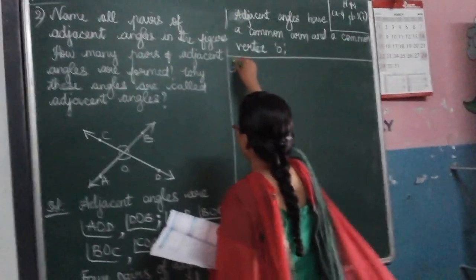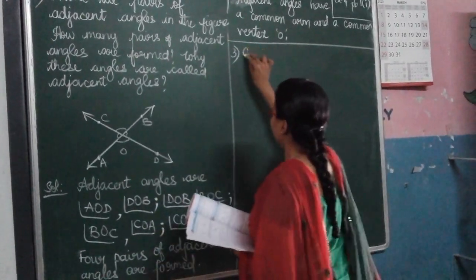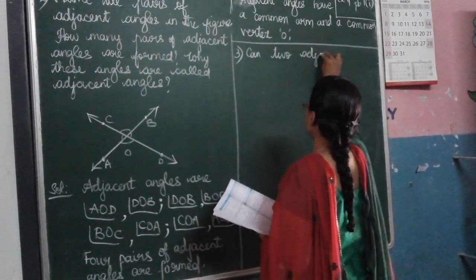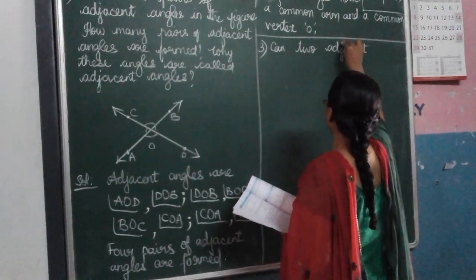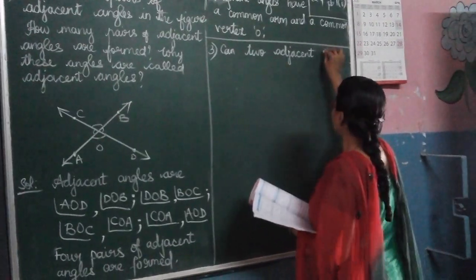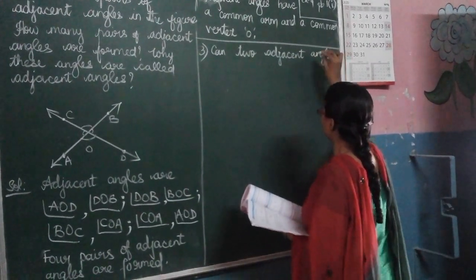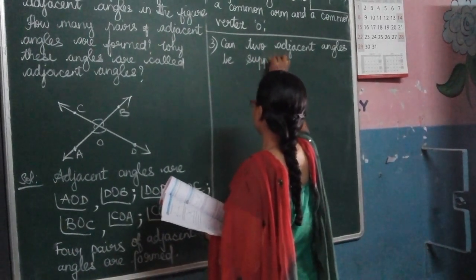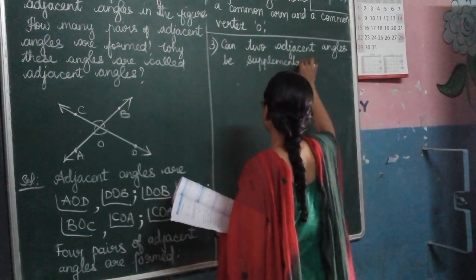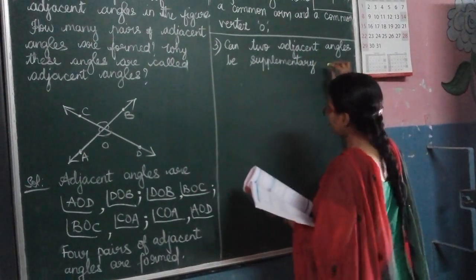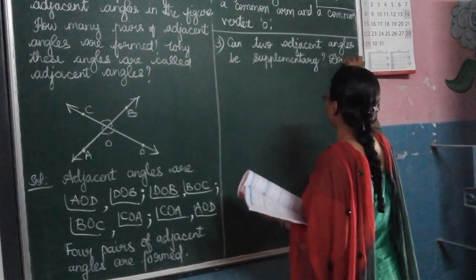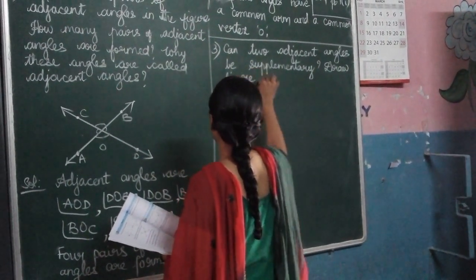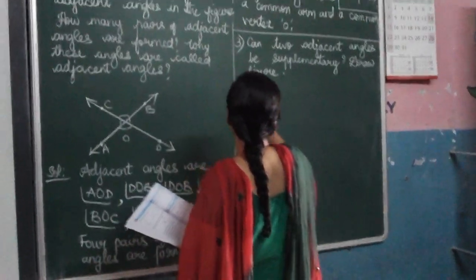Okay. So the third question is, can two adjacent angles be supplementary? Draw figure. This is the question given and you need to write the solution for this.